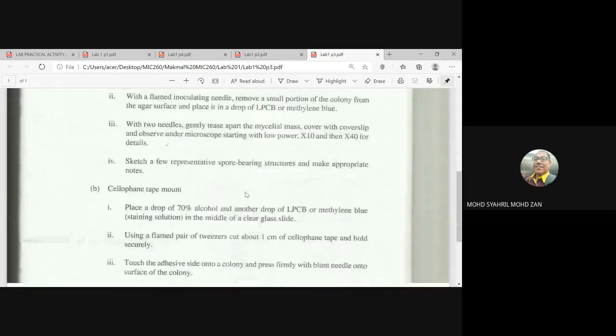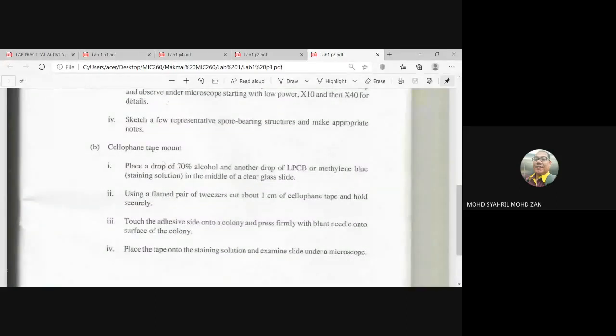Right. So number 2, kita pakai cellophane tape mount. Okay, so number 1, place a drop of 70% alcohol and another drop of LPCB or methylene blue, which is staining solution, in the middle of the clear glass slide. Okay. Using the flame pair of tweezers, apa tu tweezers? Tweezers adalah kita punya forceps. Cut about 1 cm of cellophane tape and hold securely.